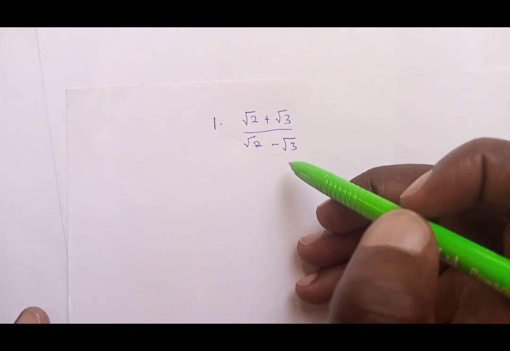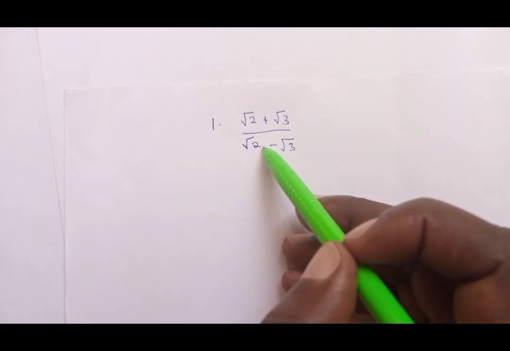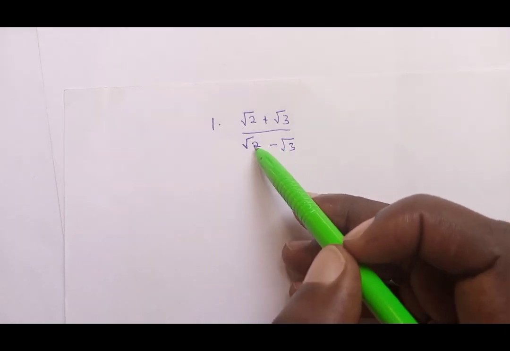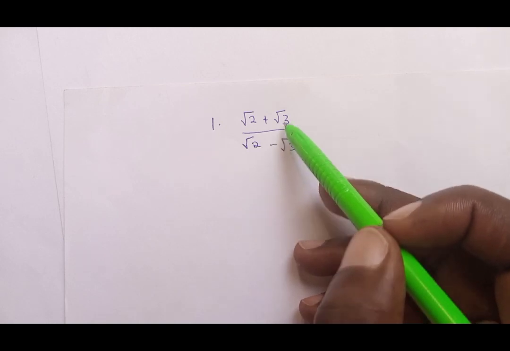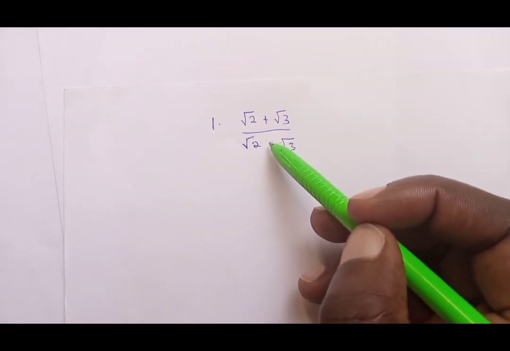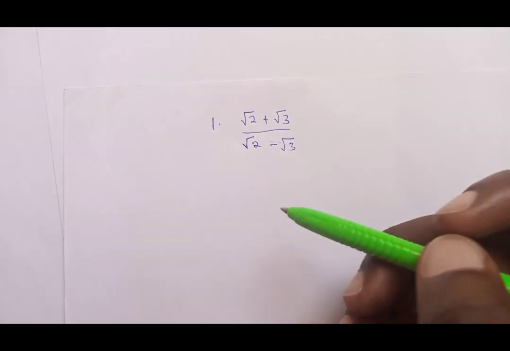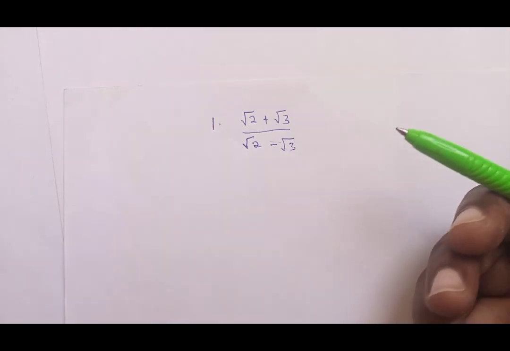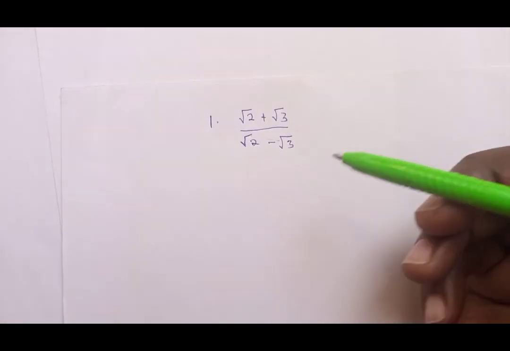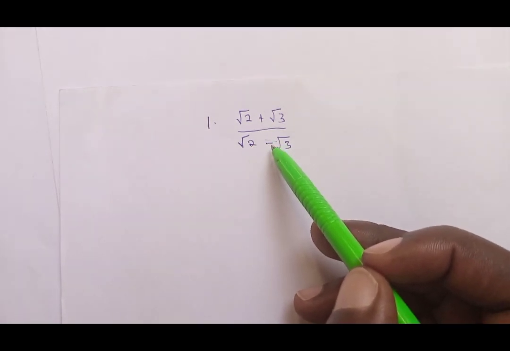Now, like I told you from the beginning, rationalizing means we have the denominator as a rational number. It should not be in form of surds. Everything here should be in form of a fraction, but with the denominator as a rational number, not as a surd. So in this case, this is what we do. We multiply both the numerator and the denominator by the conjugate of the denominator.